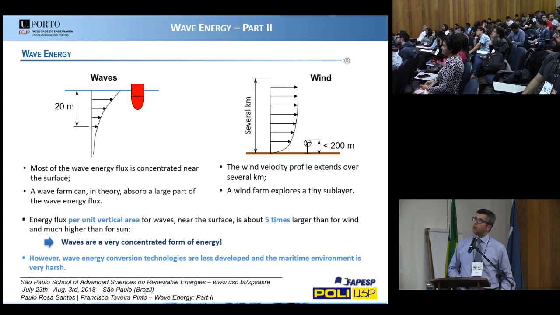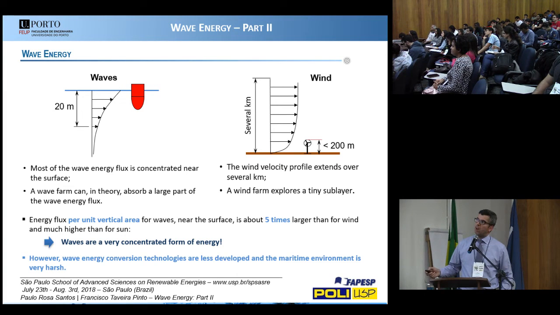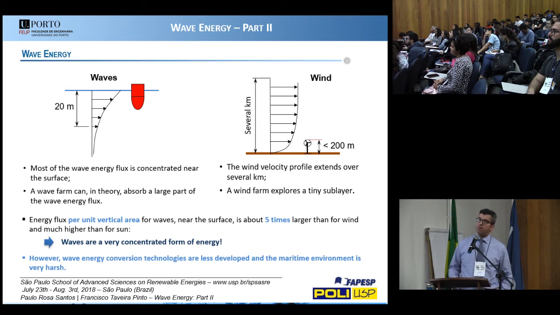Some comparison between waves and wind. So in the case of the waves, most of the wave energy flux is located nearby the surface. So most of the devices are installed here, except some technologies that were developed for shallow waters, because in that case this variation is not so large. And in the case of wind, we have this profile, and we have here the turbine that only captures the energy of a teeny sublayer of that profile.